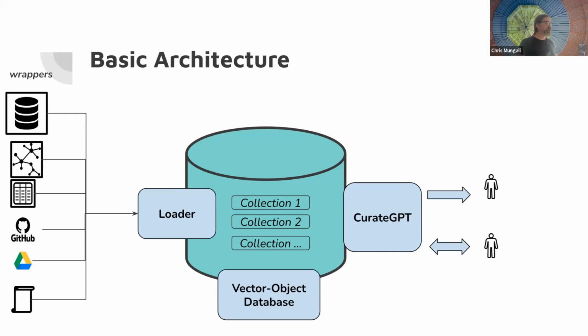This includes GitHub issue repositories. It includes just folders full of PDFs and Excel files. It even includes things like Google Drives as well. So the basic idea is you can load all of these into a local vector database. If you don't know what that is, that's okay. And once you've got these loaded, then you can operate over them using CurateGPT.